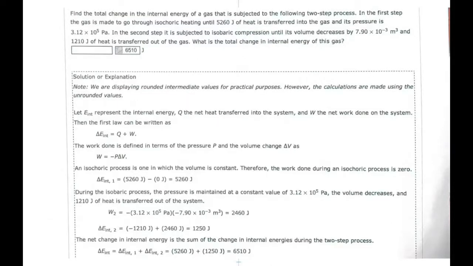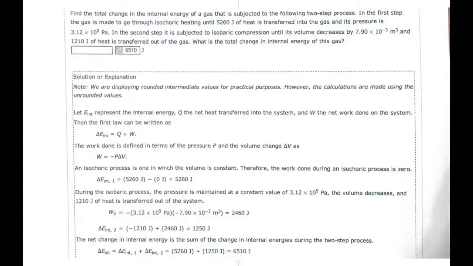Now this question asks you to find the total change in the internal energy of a gas that is subjected to the following two-step process. First step, the gas goes through isochoric heating, which means the volume is constant, until 5,260 joules of heat is transferred into the gas. Its pressure is given. In the second step, it's subjected to isobaric compression, which means the pressure is kept constant and the volume decreases by that much. That's a change in volume, note that. 1,210 joules of heat is transferred out of the gas. What is the total change in internal energy of the gas?